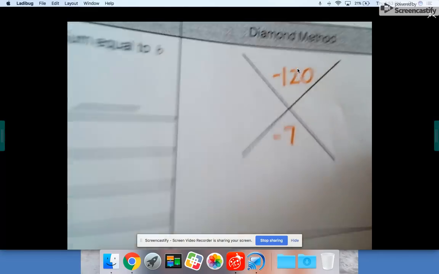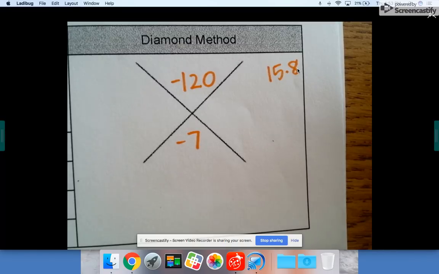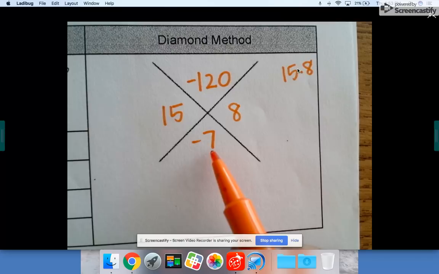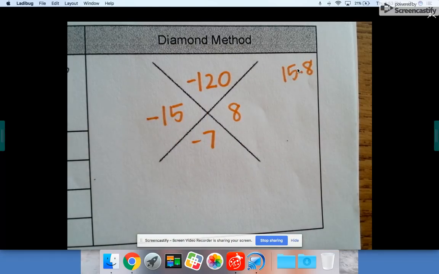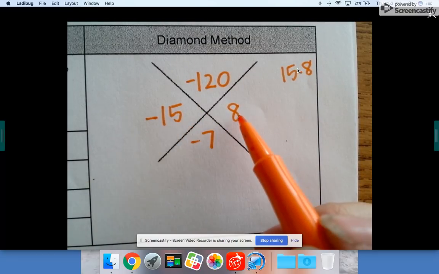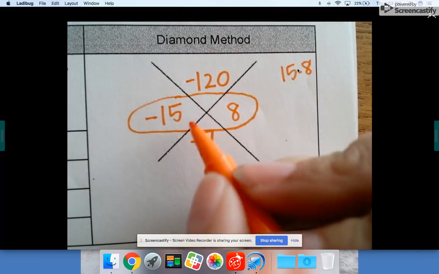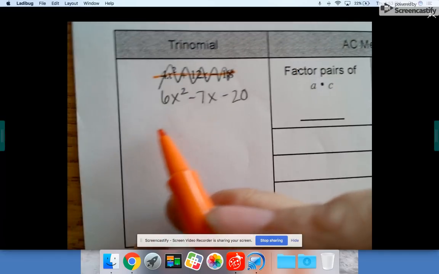Okay, if you did not push pause, I think I need to double check that I'm right, but I think it's 15 and 8. So 15 times 8, yeah. Okay, so you've got a 15 and an 8, but remember it has to add to be negative 7. So I believe we need the negative to be the 15, because negative 15 plus 8 is negative 7, and negative 15 times 8 is negative 120. So these are going to be our O and I in the FOIL terms. All right, so come back over to here.